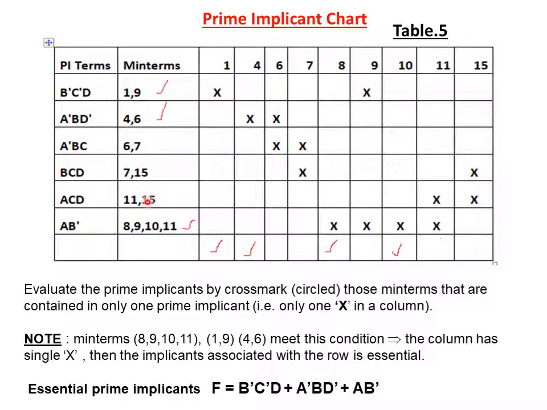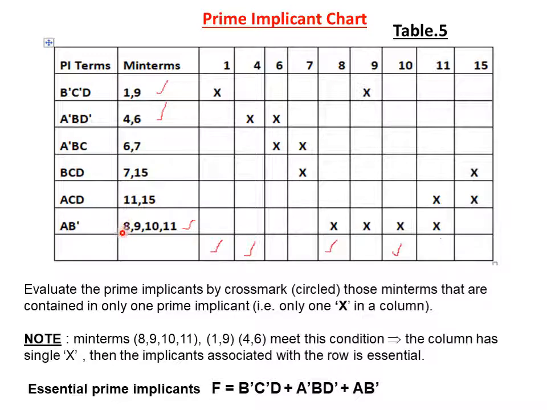So here we are writing the minterms, and the corresponding product term is represented here. These minterms are 1, 9, so we put a cross in 1 and 9. Here the minterms are 4, 6, so we write 4 and 6 here. Here the minterms are 6, 7, so we write 6 and 7. And here we write 7, 15. So 7 is written here and 15 written here. And 11 and 15, we write 11 and 15.